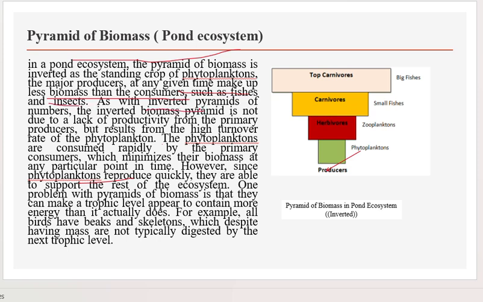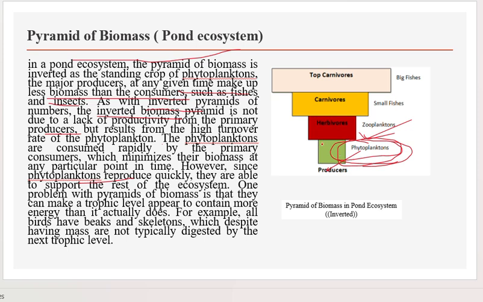As with the inverted pyramid of numbers, the inverted biomass pyramid is not due to lack of productivity from the primary producer. It is inverted not because of lack of productivity of phytoplankton. It is because the herbivores here, zooplankton, feed very quickly on phytoplankton. They eat and consume phytoplankton very rapidly. Because of that reason, the phytoplankton biomass is reduced.